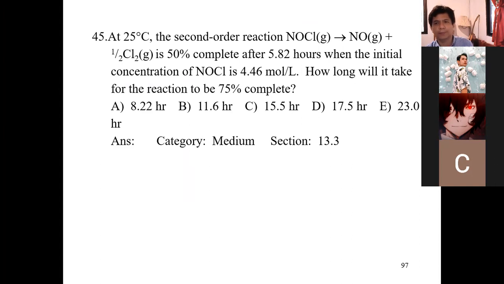Ito rin, pakisolve. Para medyo challenging naman. At 25 degrees Celsius, the second order reaction, NOCl gas becomes nitrogen oxide gas plus 1/2 chlorine gas, is 50% complete after 5.82 hours when the initial concentration of NOCl is 4.46 moles per liter. It's molarity. How long will it take for the reaction to be 75% complete? So this will be your second exercise for today.